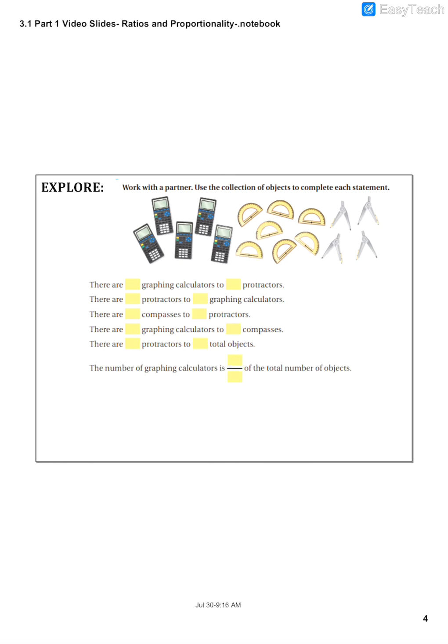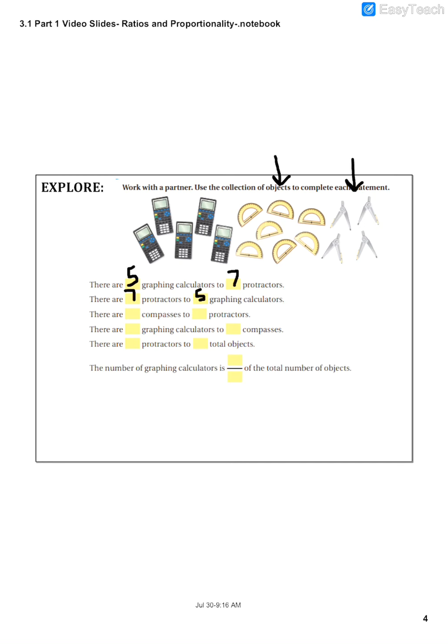If we look at this example, we're given graphing calculators, protractors, and compasses. So now we're going to fill in the blanks. There are blank graphing calculators to protractors. Well, if I look at the graphing calculators, I see that there are 5 graphing calculators. These would be the protractors right here. And I see that there are 7 protractors. Now I'm comparing blank protractors to blank graphing calculators. So now there are 7 protractors to 5 graphing calculators.